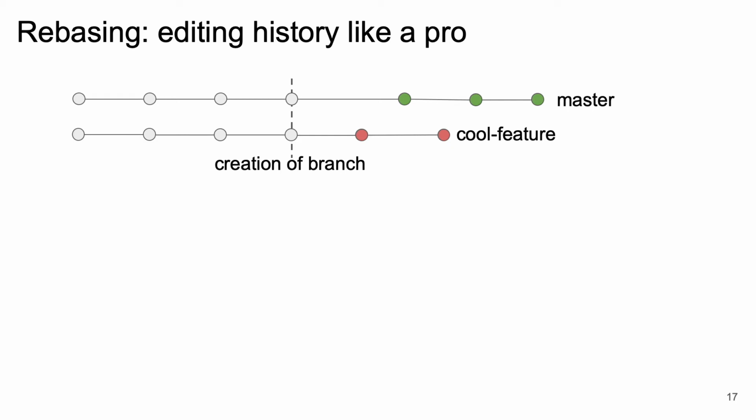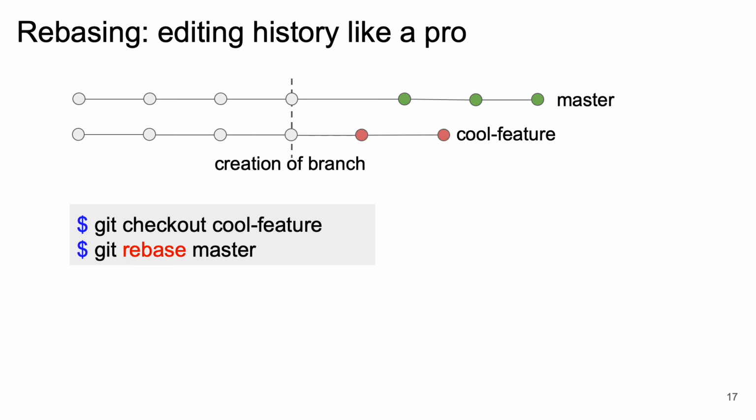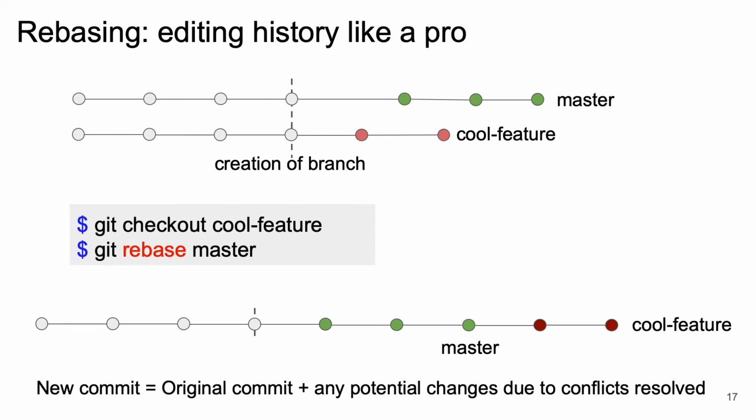So you would go to your cool feature branch, and then you would say git rebase master. And what that would do is it would take the master branch, and at the tip of the master branch, at the last commit of the master branch, it would add the two commits of the cool feature branch.